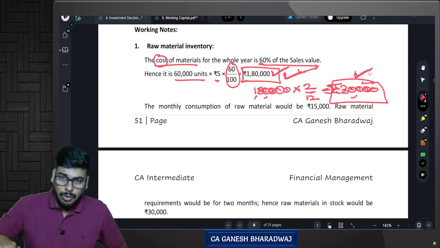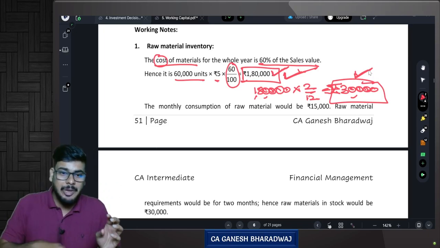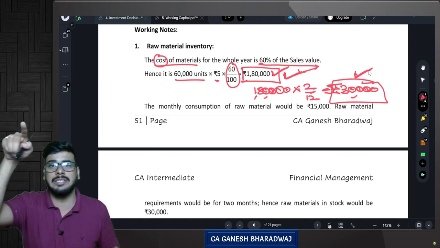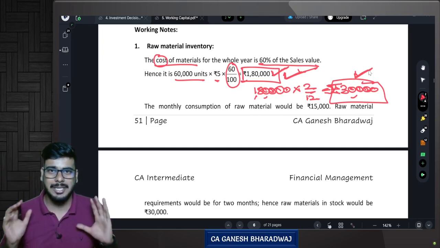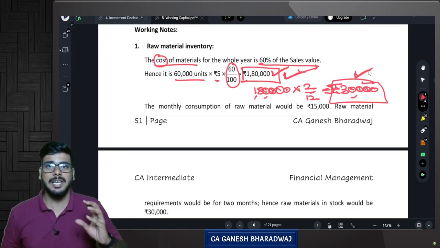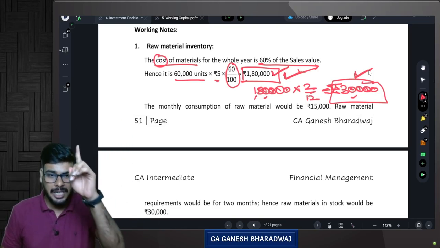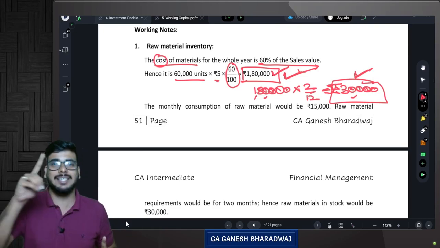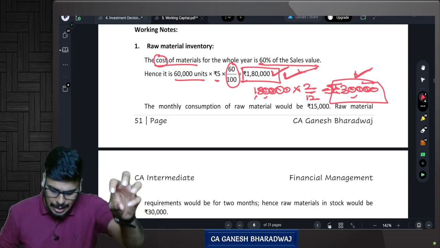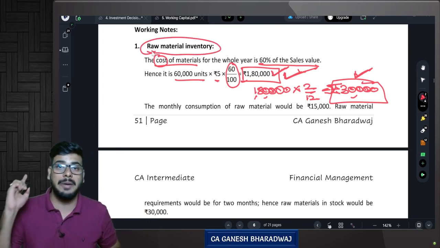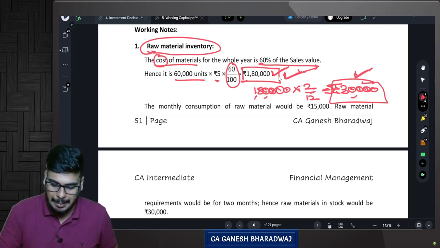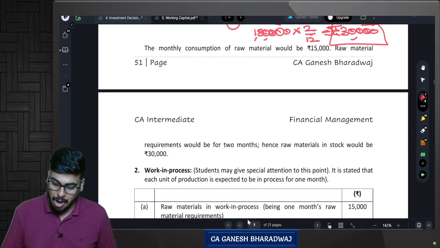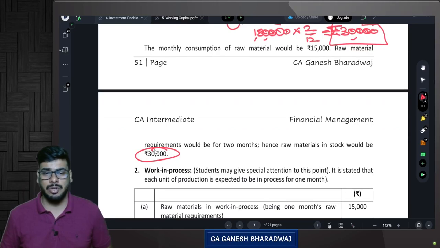Why? Because if I fund one working capital cycle, obviously it will generate cash. That cash generated from the first cycle can be used for the second cycle. Then the cash generated from the second cycle can be used for the third cycle. In other words, the working capital investment that I need is the working capital investment pertaining to one cycle. Are you clear with this? In that cycle, there could be current assets and current liabilities. One of the components is going to be raw material. How much do I need in one particular cycle? 2 months of my annual requirement. Annual requirement of raw material is 1,80,000. 1,80,000 into 2 by 12, 30,000 rupees would be the raw material amount required in the business. Are you clear with this?